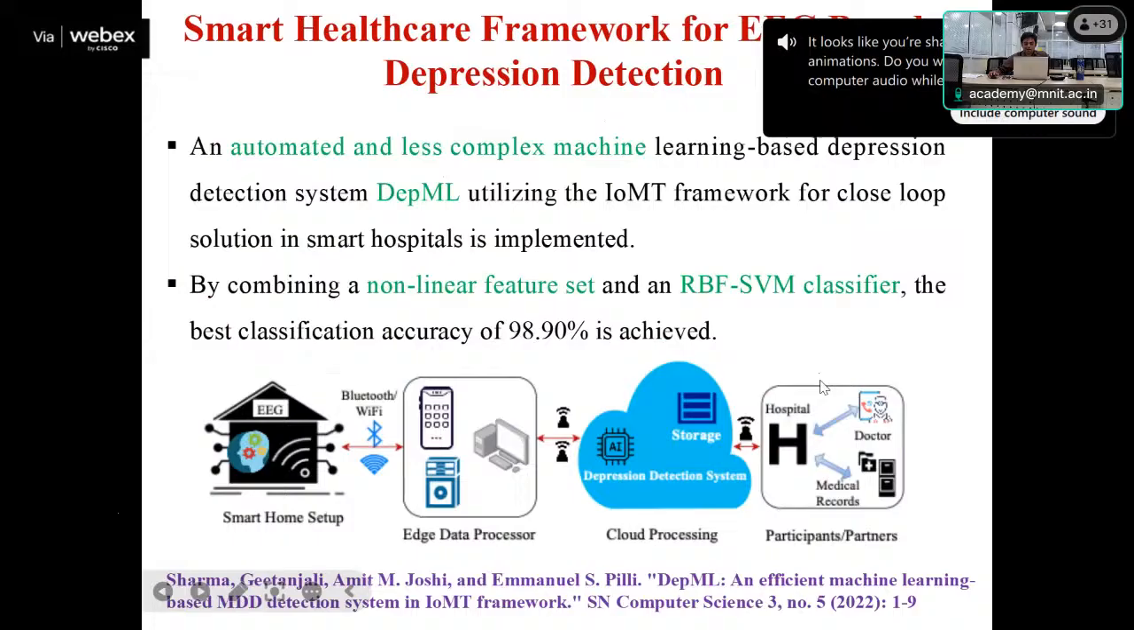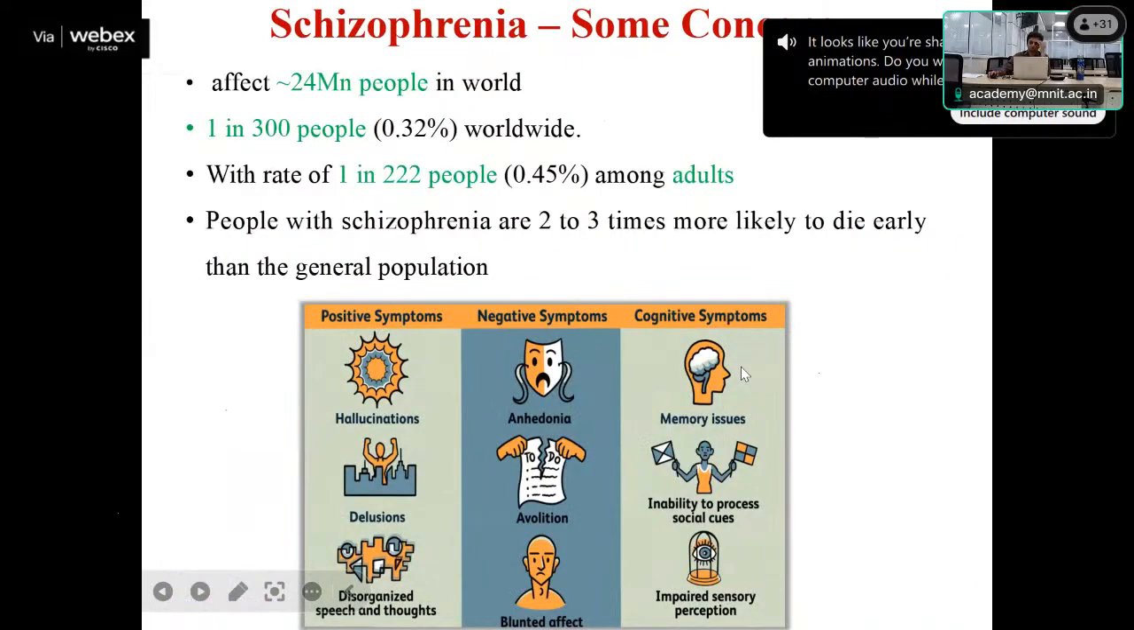Now there is another wearable solution in the form of a cap that is being developed, where you can observe your EEG pattern, and that EEG pattern is stored in the cloud. In the cloud, you can apply some AI/ML algorithm, and then possibly you can identify whether a person is depressed or not.